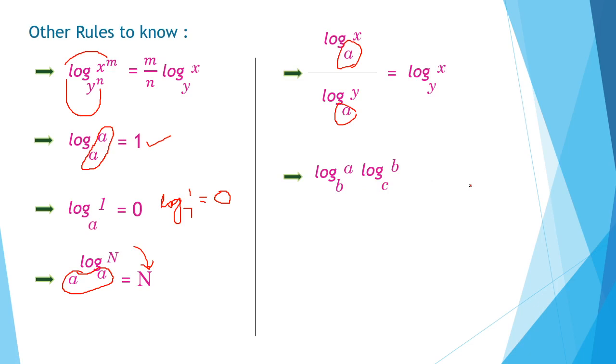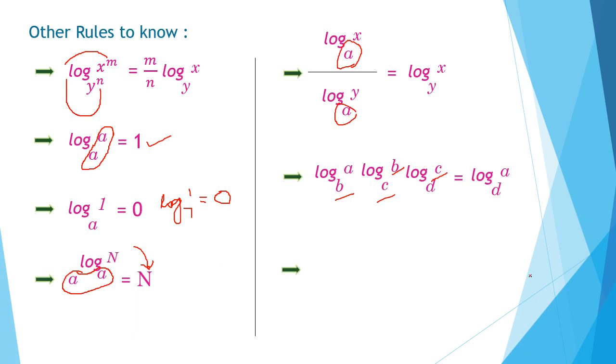logarithm of a to the base b, multiplied by logarithm of b to the base c, and multiplied by logarithm of c to the base d. What do you observe here? Yes, this is b and this is b. Like numerator and denominator, they get cancelled. Similarly, c and c also get cancelled. What is remaining? Log a to the base d is the remaining. That is the answer.